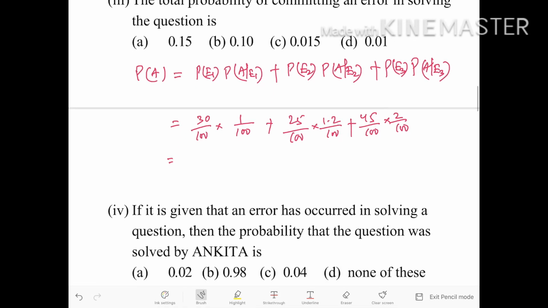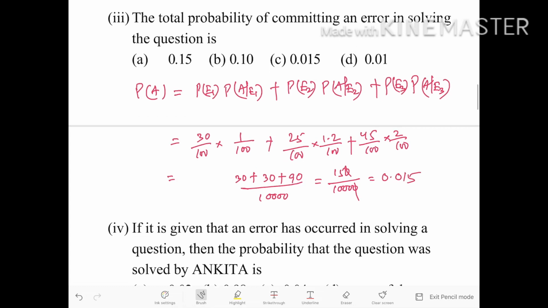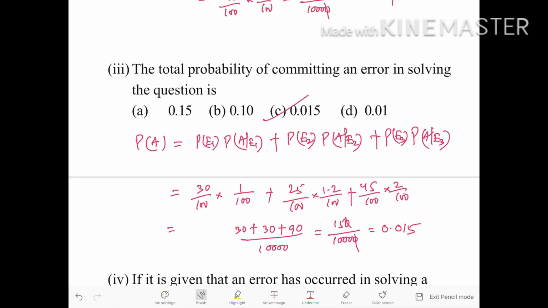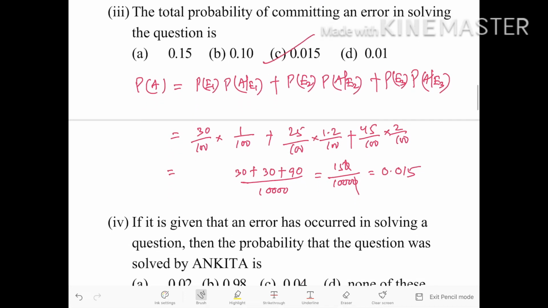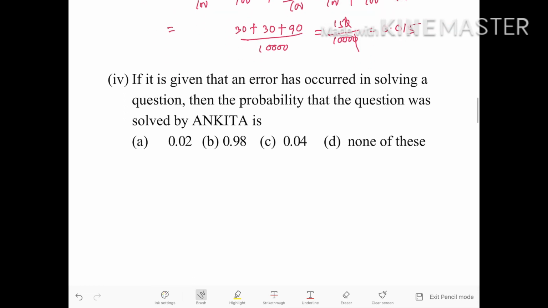Now we have to simplify this. Denominator of all the terms are same. So numerator will be 30 plus 25 into 1.2 means 300 by 10. This is again 30. 45 into 2 is 90. So 90 plus 30 is 120 plus 30 is 150 by 40 in 1. So this will be 0.015. Hence the correct option is C, 0.015.